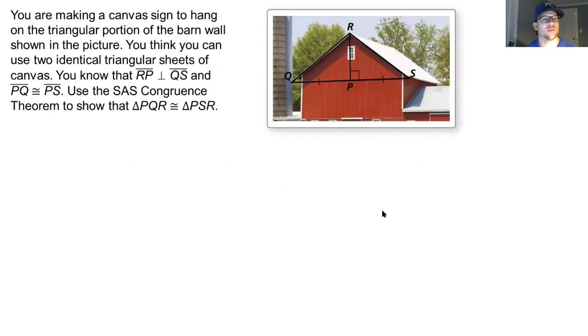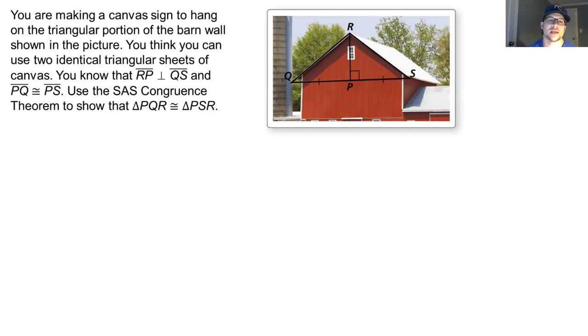All right, solving your real life problem now. You're making a canvas sign that you're going to hang on the triangular portion of the barn wall, and you think you can identify two identical triangles that are going to make up the shape of your canvas. You do know that RP is perpendicular to QS, or that they form a 90-degree angle, and that the distance between QP and PS are the same. That's like your midpoint theorem. You're taking the halfway point between your two edges of the barn.